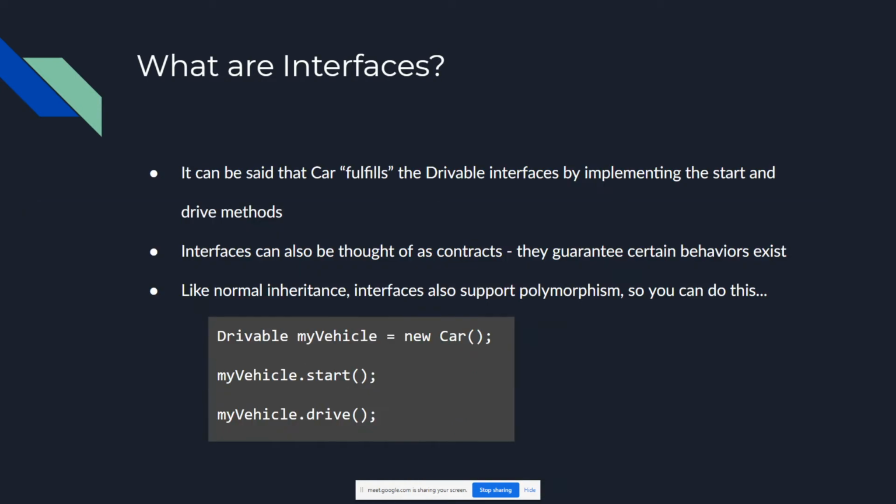This is just telling you what I just told you. A car fulfills a drivable interface by implementing the start and drive methods. And like I said, they can be thought of as contracts. They guarantee certain behaviors exist. Another, and possibly the most important thing about interfaces, or really the reason why interfaces exist, is polymorphism. We learned about polymorphism in the last class, but we'll review it briefly.